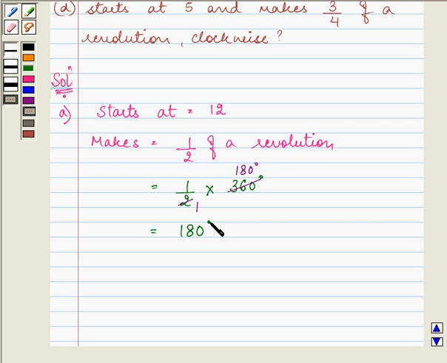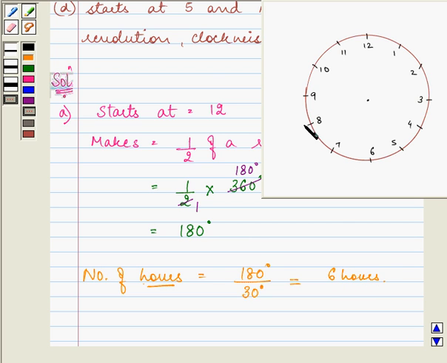Right? So, 180 degrees means the number of hours. 180 degrees will always get divided by 30 degrees if we are converting degrees into hours, and it comes out to be 6 hours. So, if we have a clock and we are starting with 12, after 6 hours, where will our clock hand stop? It will stop at 6, right?